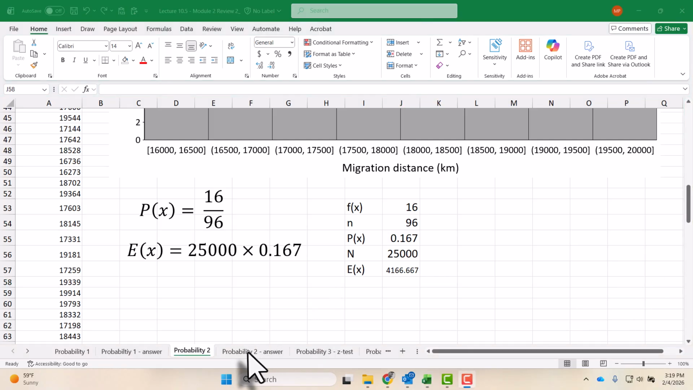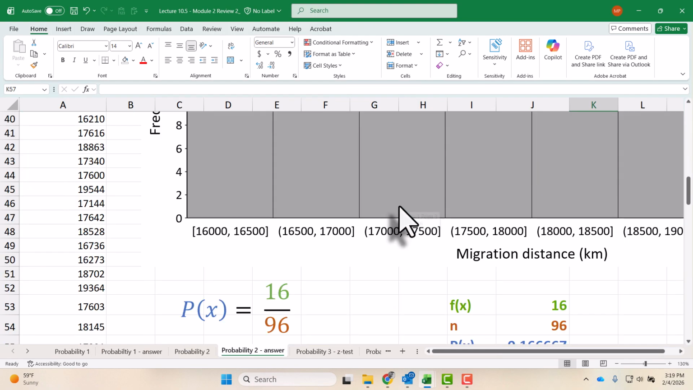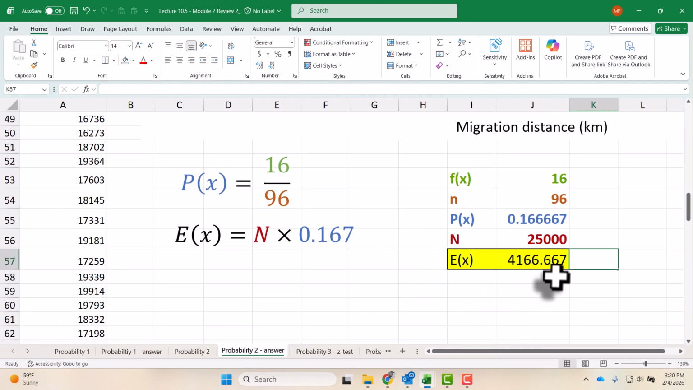If you go to probability to answer, it's going to walk you through those steps. It's going to give you the answer that we're looking for.